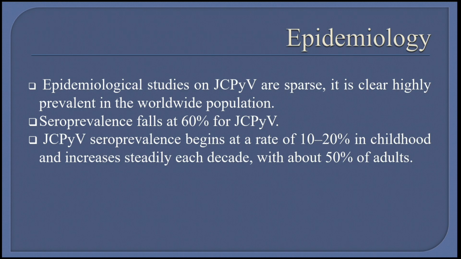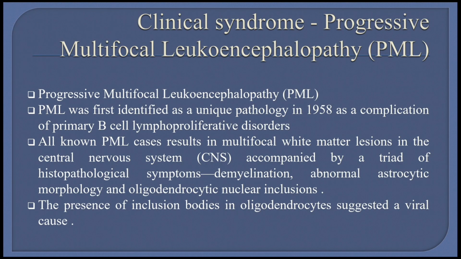Epidemiology. Epidemiological studies on JC polyomavirus are sparse. It is clearly highly prevalent in the worldwide population. Seroprevalence falls at about 60% for JC polyomavirus. JC polyomavirus seroprevalence begins at a rate of 10 to 20% in childhood and increases steadily each decade, reaching about 50% of adults.